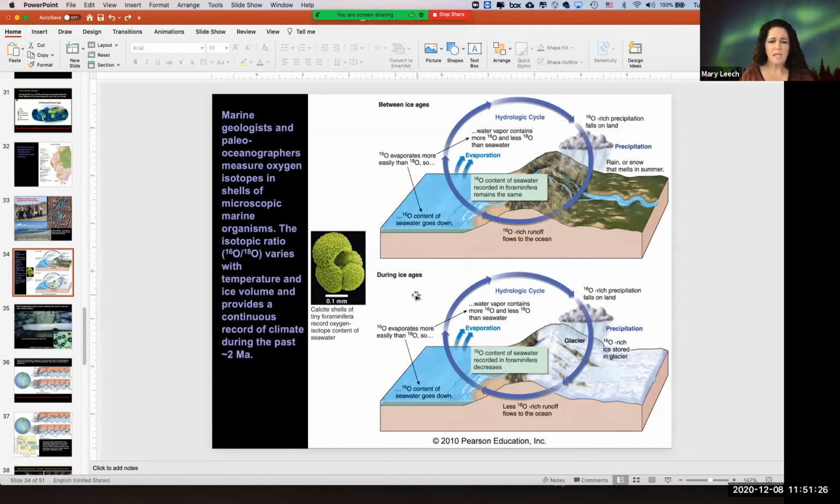The one thing I'll say here is that this is talking about using the sediments that come out of the mountains and end up in the ocean, and how those sediments or the marine animals, in this case a foraminifera, make their shells out of calcite, and that's calcium carbonate, CaCO3. And the oxygen that's part of the calcium carbonate can be measured for oxygen isotopes.